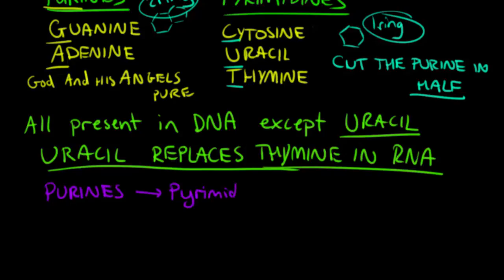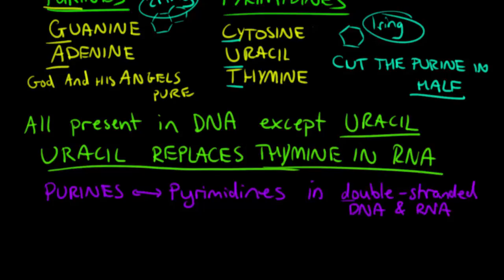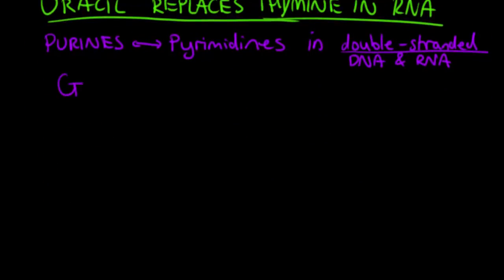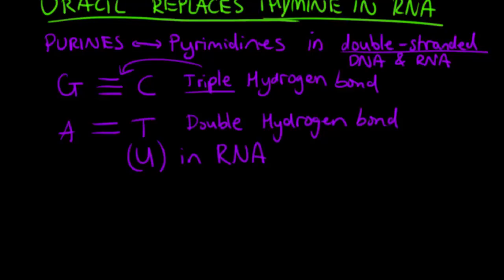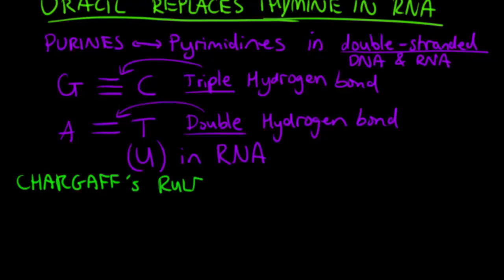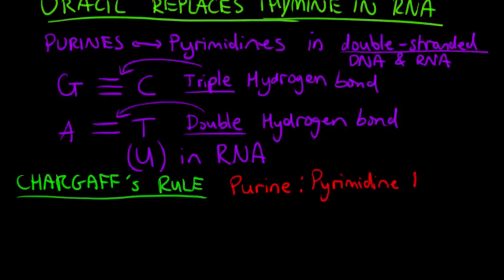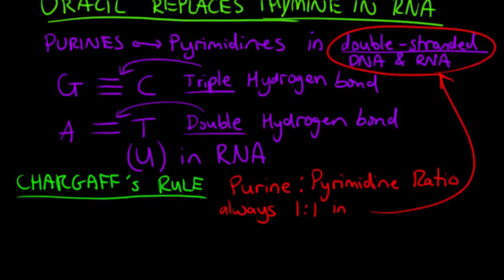Now, purines always pair to pyrimidines in double-stranded DNA and RNA. This is important. G bonds with C, guanine to cytosine with a triple hydrogen bond. This is important when replication and transcription comes into play. Adenine and thymine always pair together with a double hydrogen bond, and adenine pairs with uracil in RNA. Now, a scientist named Chargaff discovered this and determined the rule that the ratio of purines to pyrimidines will always be 1-to-1 in double-stranded DNA and RNA.